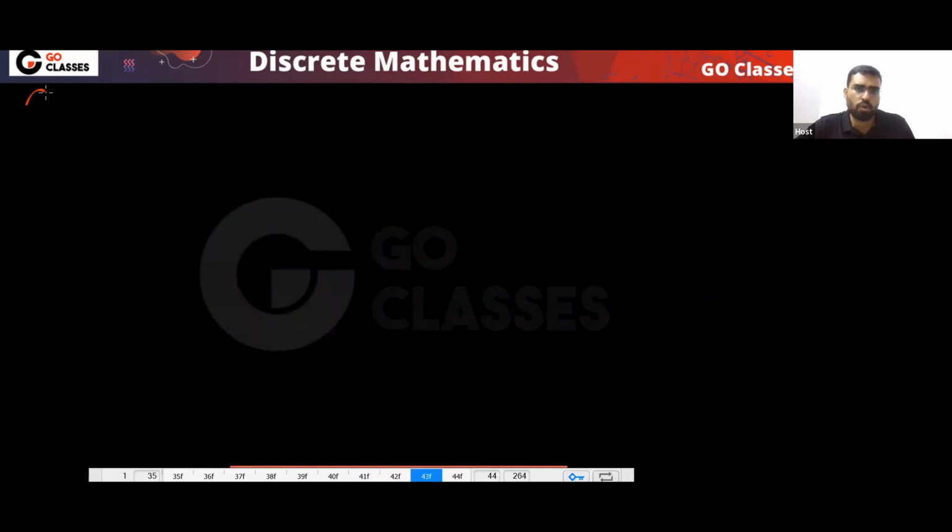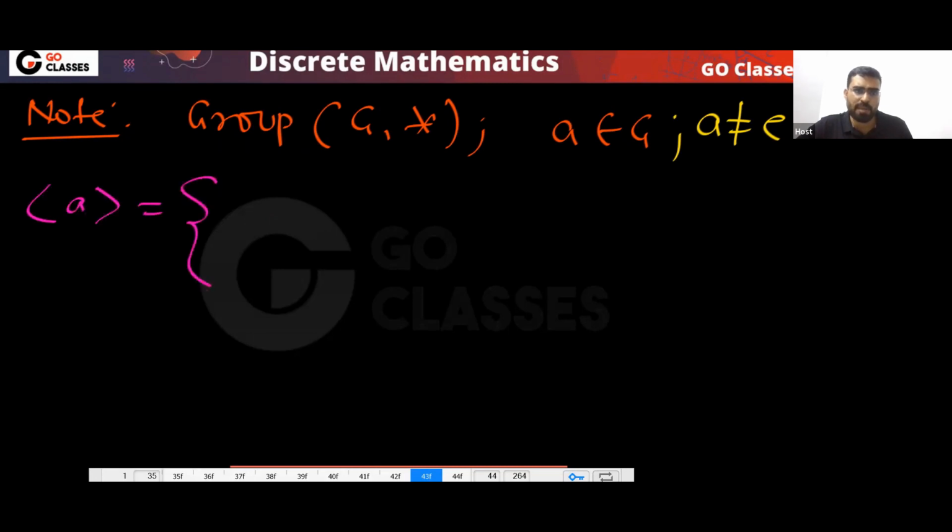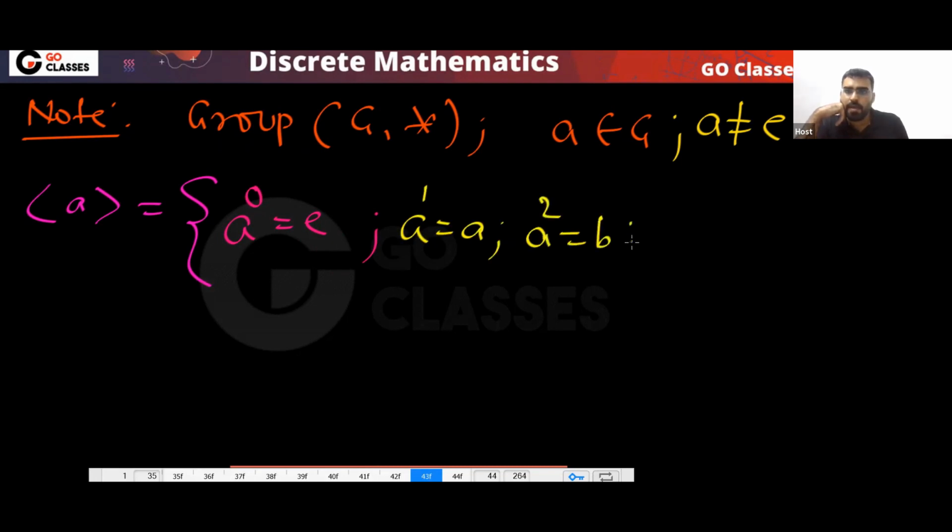Let's assume you have some group G comma star, and let's assume A belonging to G, such that A is not equal to E. Now let's assume this situation happens. Of course first you will do A power 0, that will be E, but this 0 is not positive. Now A power 1 is A, A power 2, let's assume that is B, and A power 3, let us assume this is E.